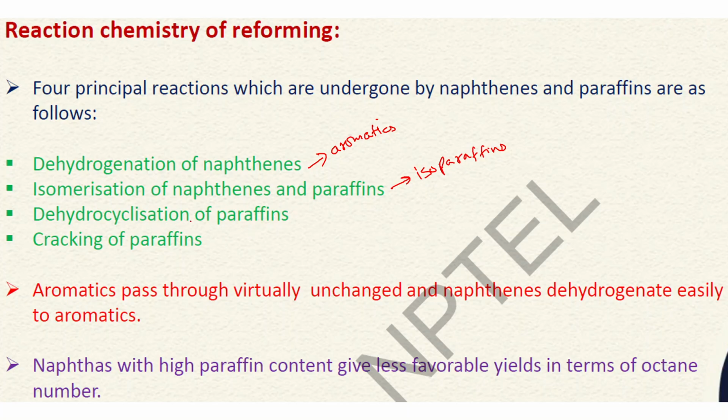Then dehydrocyclization of paraffins. Here two processes are involved. Hydrogen will be removed. Firstly, cracking takes place, and then cyclization, then conversion of these cracked products into naphthenes takes place. These are the two procedures: cracking and formation of naphthenes.